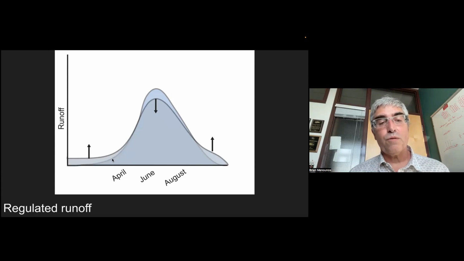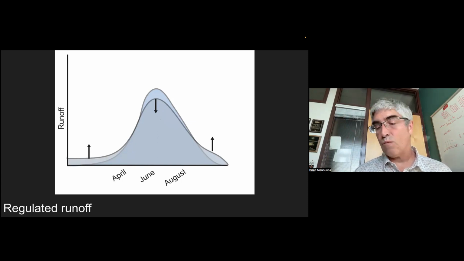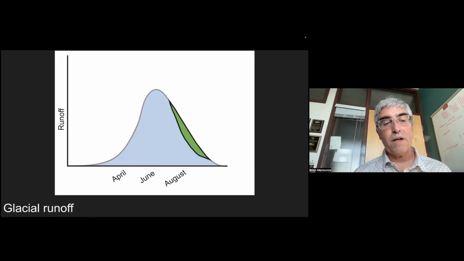When we regulate those flows, that is, we put in some sort of containment structure to alleviate flooding or to alter the timing of flooding, we find that the base flows, the low flows, tend to go up, the peak flows go down for flood control management. And overall, we start to modify this hydrograph for good or bad. Won't really talk about regulated flow today.